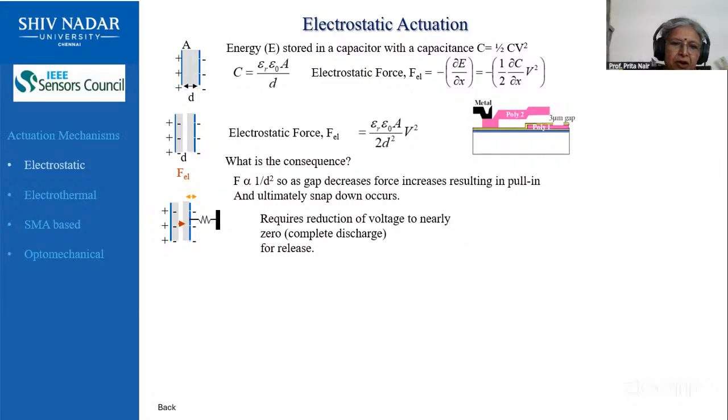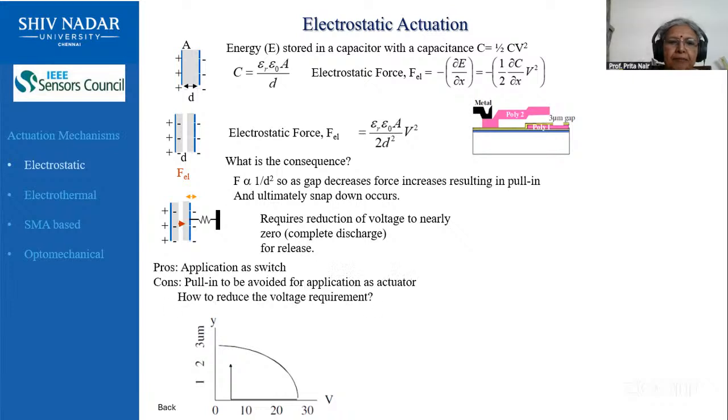So you can make contact switches if you want to use that purpose. But if you want to release it, then you have to actually remove all the charges and then you can start over again, right? So how do you increase the force? But I don't want it to collapse. I don't want it to be a contact switch. Then I have to control it.